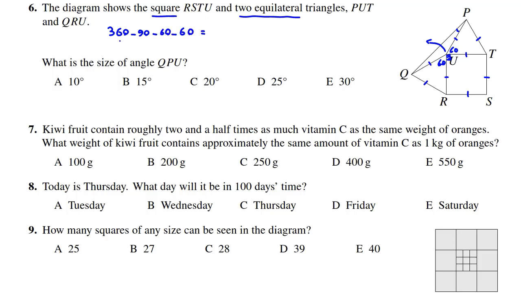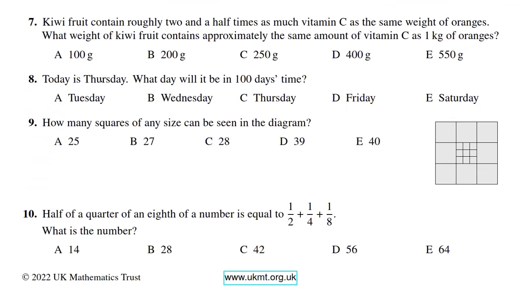So it will be 360 minus 60 is 300. Minus 90 minus 60 is minus 150. So it will be 150. So when it is 150, now we know PUQ is an isosceles triangle because these two sides are equal. So these two angles are equal. So we say 180 minus 150 will be left for these two angles. They are equal, so we divide by 2. It is 30 over 2, 15. So the answer is B, 15. Okay, let's solve the next one.